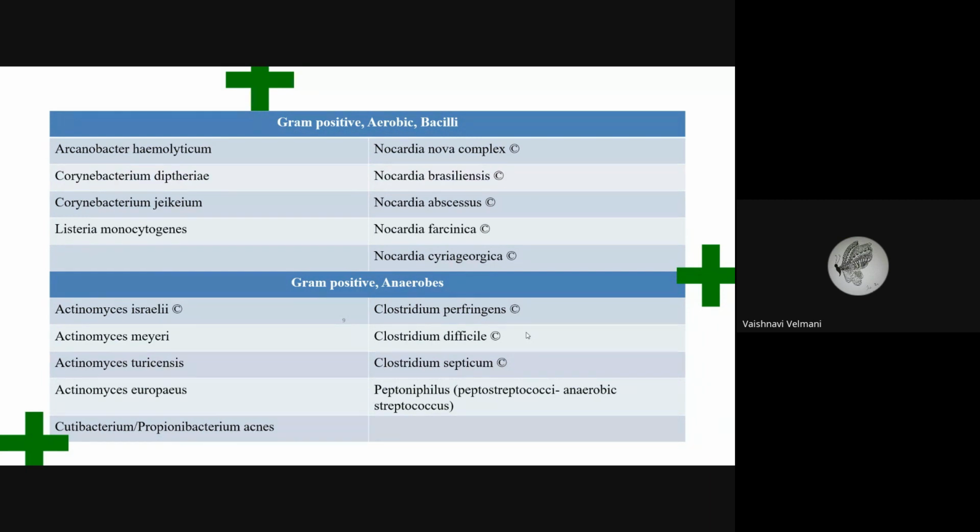So here when we come to see, Actinomyces species and Nocardia species are actually bacteria, but they act like a fungi. And moving into the Clostridium species and Listeria species, Clostridium species is also a bacilli, but it is an anaerobic bacilli.